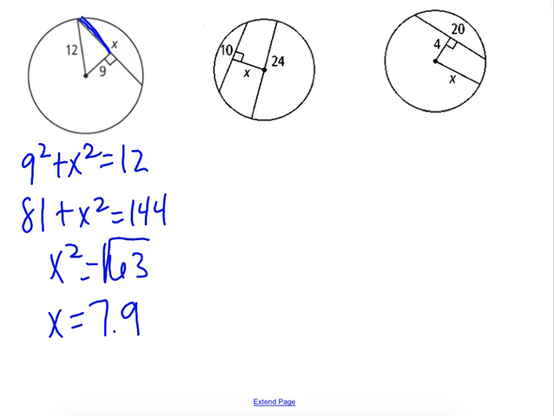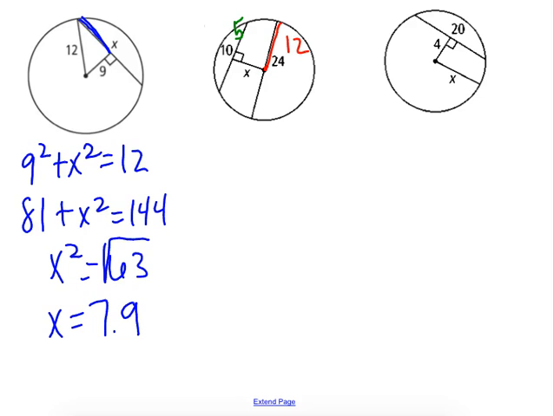Alrighty. Now this next one, you have to get a little creative. All we're doing is solving a puzzle, guys. That's all we ever do, right? So let's think about this. If this whole segment here is 24, then I know half of it is 12. So my radius is 12. And I know that this whole guy right here is 10. And half of that's 5. So this chunk right there is 5.